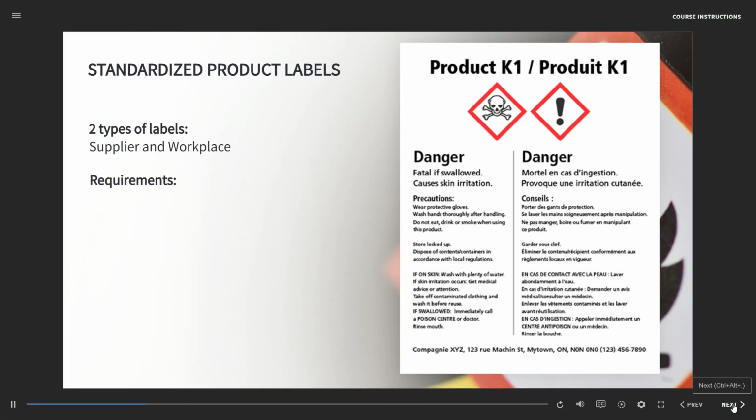Product identifier: the product name as it appears on the container and the safety data sheet. Hazard pictograms show the hazard classification of the product, i.e., contains gas under pressure, may explode if heated. Signal words: the words danger or warning indicate the severity of the hazard. The danger signal word indicates a relatively severe or immediate hazard. The warning signal word indicates a less severe hazard.